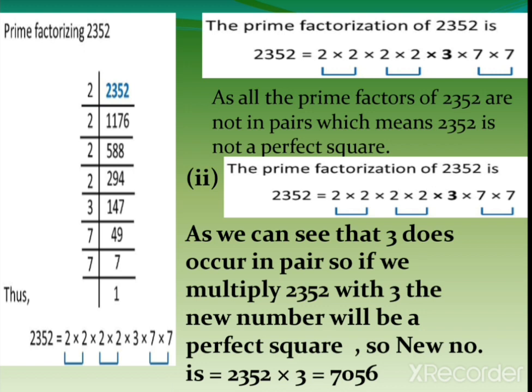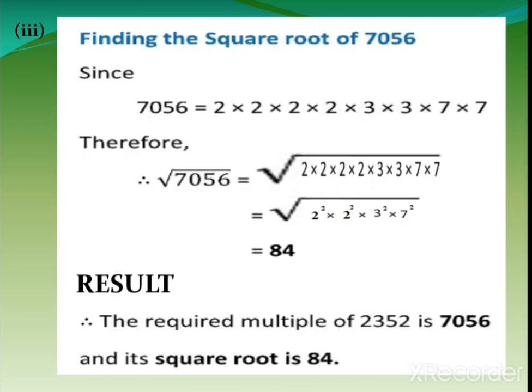Now how can you make it a perfect square? By multiplying it with some number. For that you can see that 3 is not in a pair. If 3 was in a pair, the given number would have been a perfect square. So you're going to say that in order to make it a perfect square, I have to multiply this with 3. Now again, finding the square root of 7056, the new number becomes this. If you find its square root, that comes to 84.